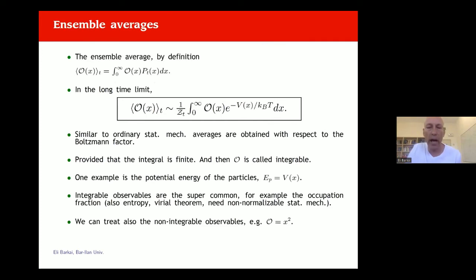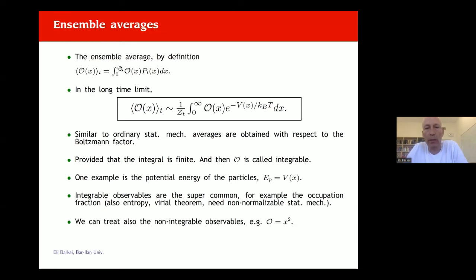Okay, so we have these very strange non-normalized states. The question is, what can we do with it? And the short answer is, we can calculate both time averages, which are slightly more complicated than what I'm going to discuss now, and ensemble averages. So let us consider an ensemble average.